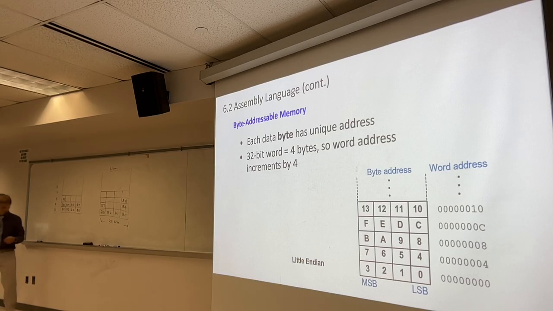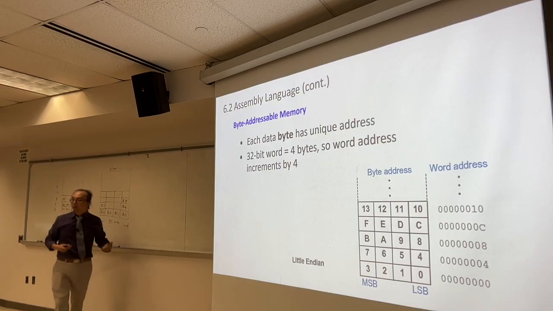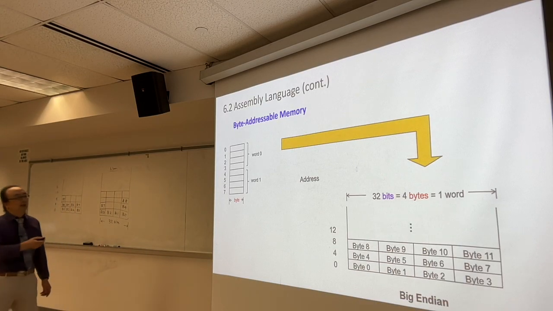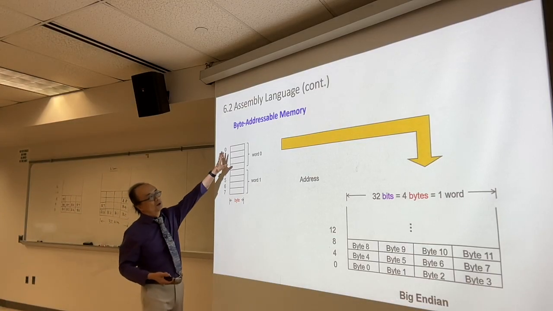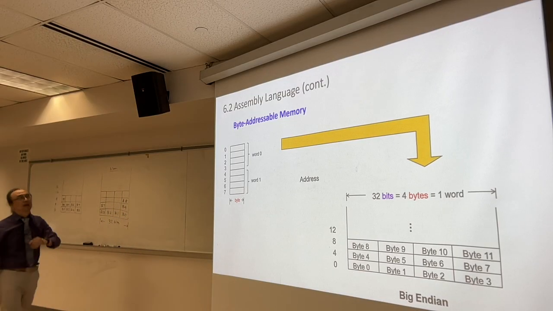Hey, Dr. Kim, what about little endian? Same thing, we can use memory addresses 0, 4. So that's the little endian case. And this is the big endian one. So the word goes up here, and byte 0 goes first and then the rest.